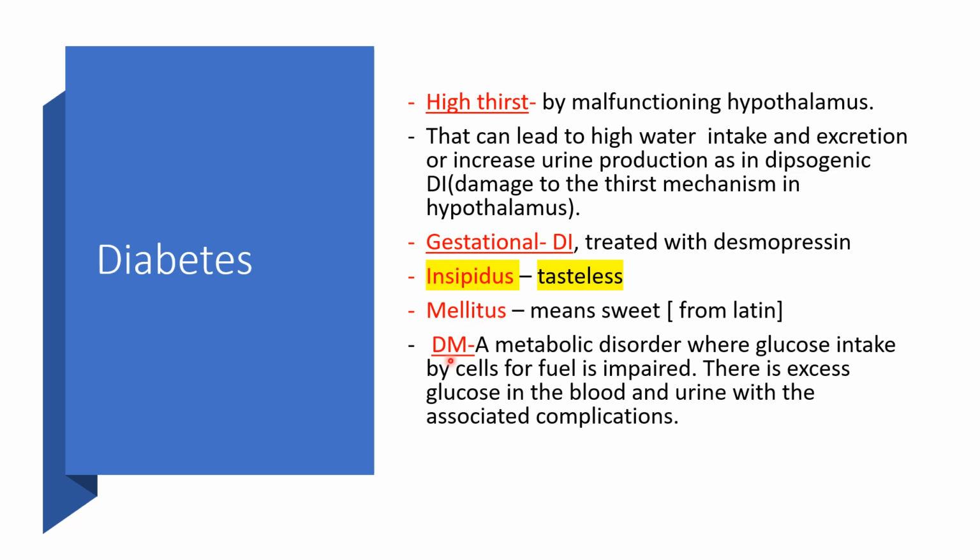Okay, now diabetes mellitus. We've gone briefly through diabetes insipidus, right? So to those who in the past thought diabetes was only one thing, now you know that it could be diabetes insipidus, not dealing with high sugar in your blood or urine. But it could be diabetes mellitus, the one you are familiar with, the one with high sugar. Now, let's get down to diabetes mellitus. This is a metabolic disorder where glucose intake by cells for fuel is impaired. So there is excess glucose in the blood and in the urine, with the associated complications.